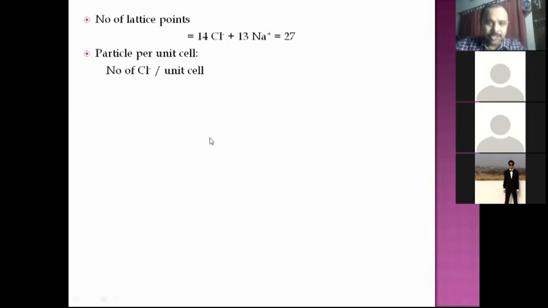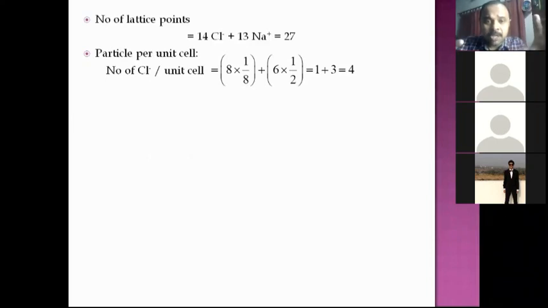So now we'll proceed. Particles per unit cell of Cl minus. Cl minus is there at the corners. Share of a particle at the corner is 1 by 8. Cl minus are also at the face centers. Share is 1 by 2. So it is 1 plus 3, 4. 4 Cl minus ions are there in 1 FCC NaCl unit cell. That's the meaning. But we have 14 Cl minus now.